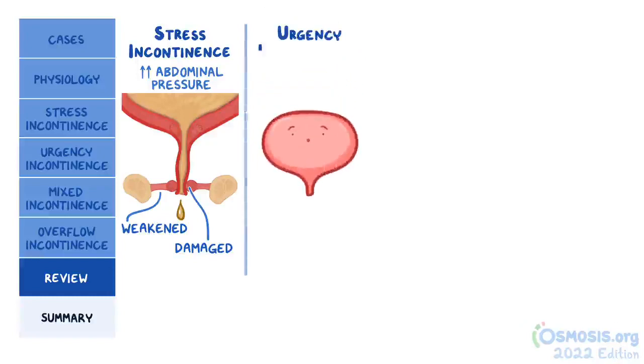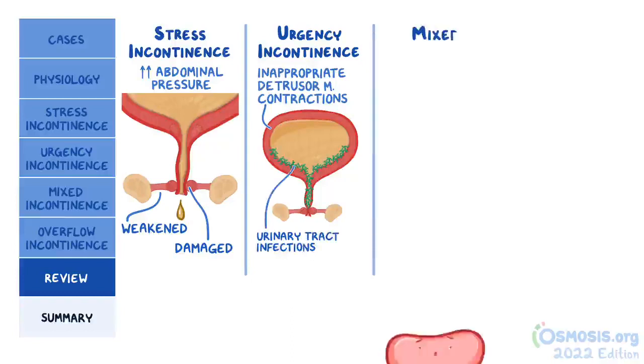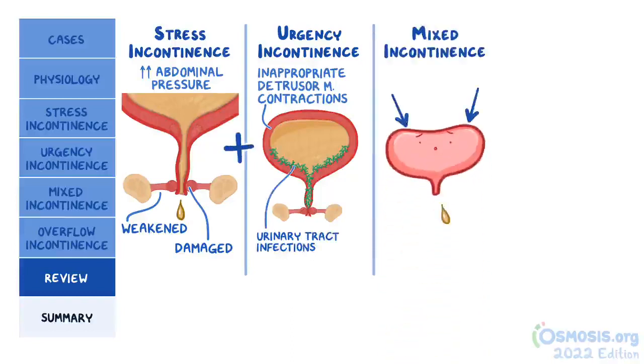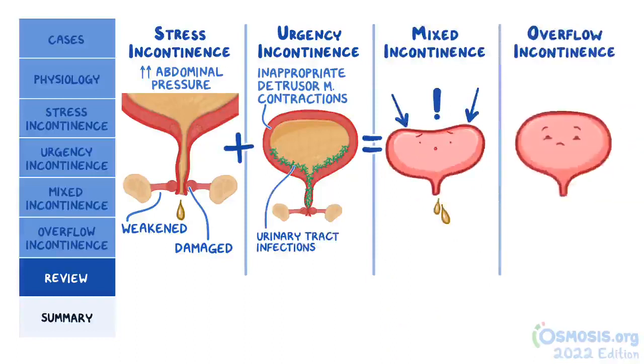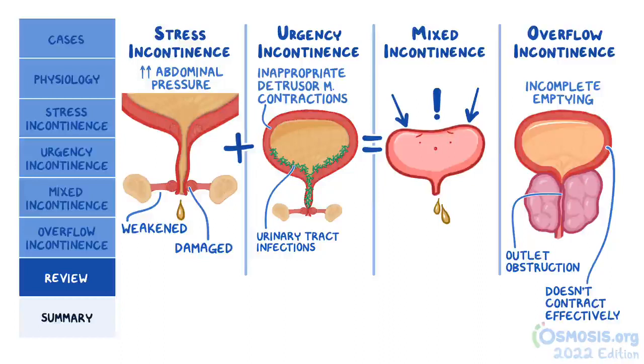Next, there's urgency incontinence, where there's an urge to urinate due to inappropriate detrusor muscle contractions, and it's usually associated with urinary tract infections. Then there's mixed incontinence, which is a combination of stress and urge incontinence. Finally, there's overflow incontinence, where there's incomplete emptying of the bladder. This can be due to an outlet obstruction, like with benign prostatic hyperplasia, or when the detrusor muscle doesn't contract effectively, like with a neurogenic bladder, for example.